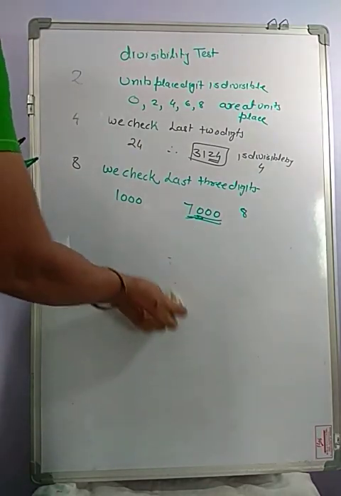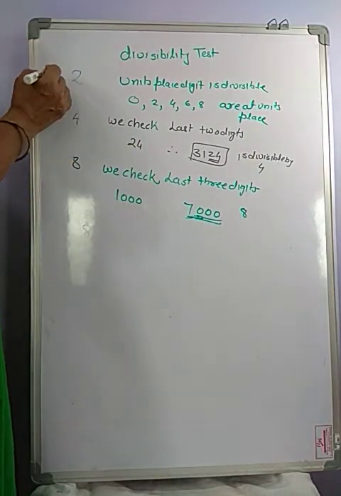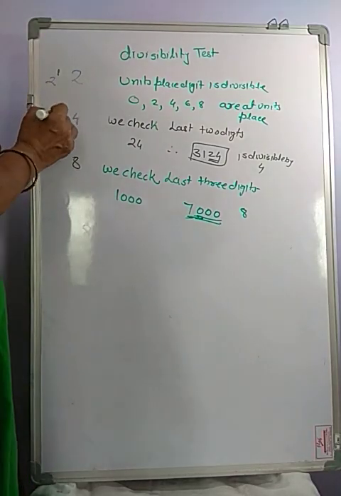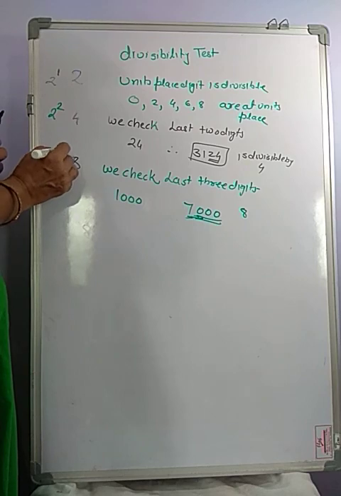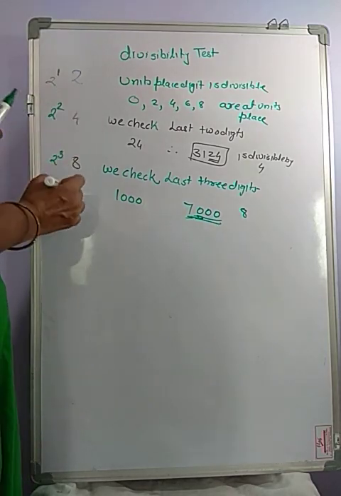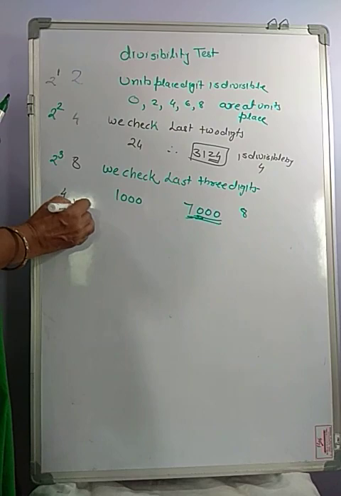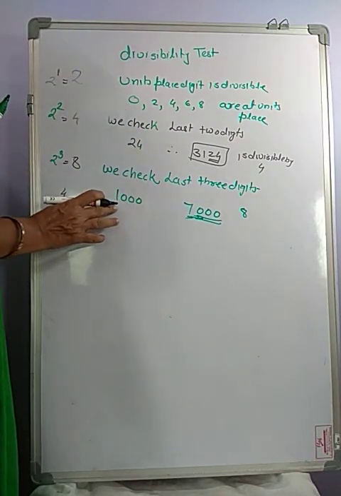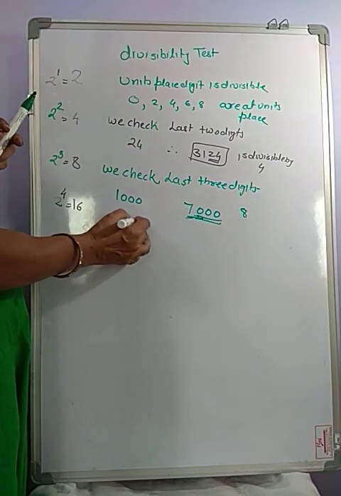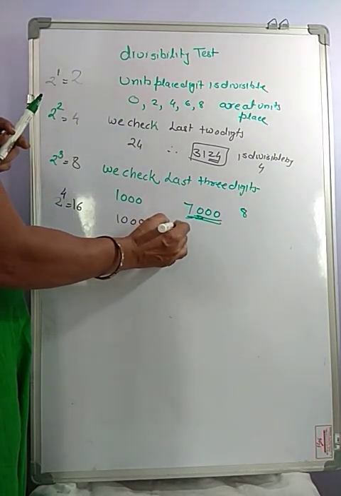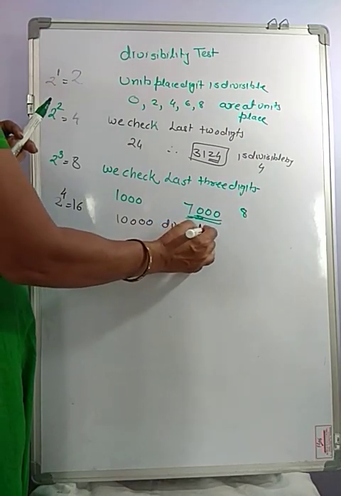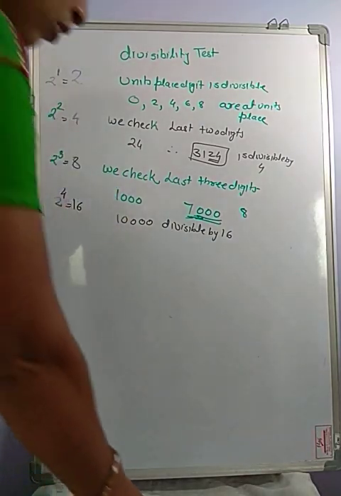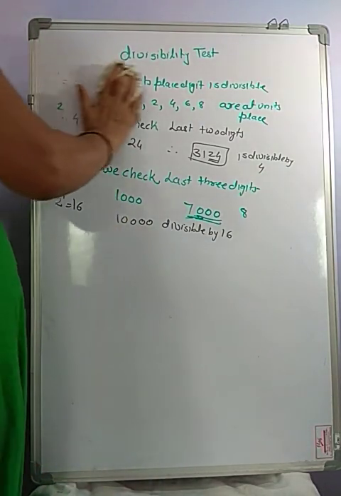Similarly, 2 can be written as 2 to the power 1, 4 as 2 to the power 2, and 8 as 2 to the power 3. If I check for 2 to the power 4, that is 16, then obviously one more 0 should be checked. That is, every 10,000 is divisible by 16, and so on. Now let us check another divisibility test.